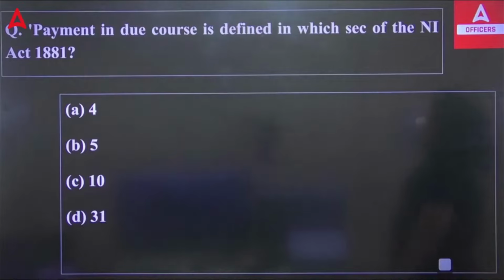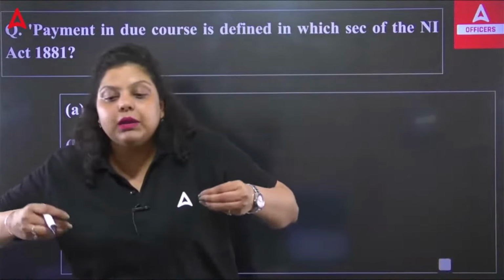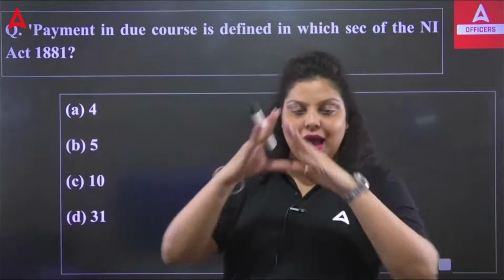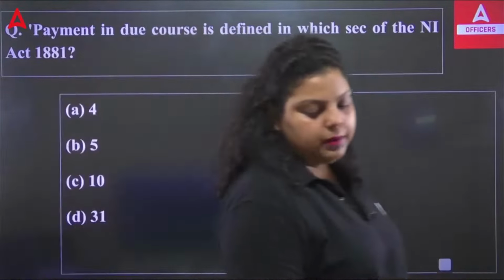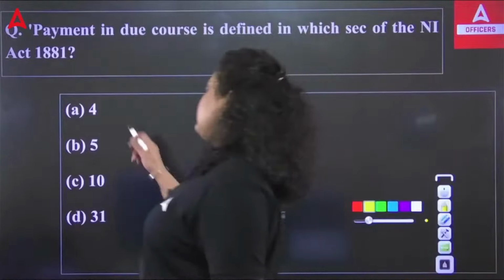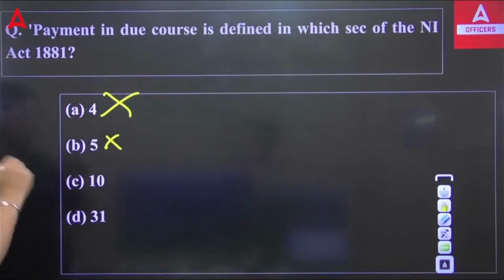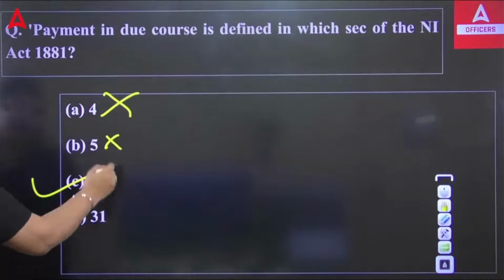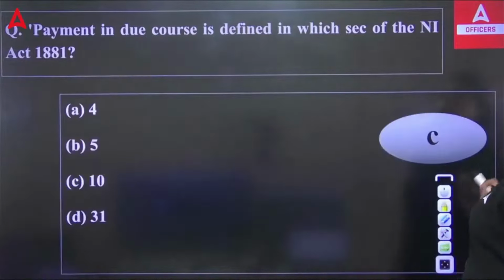So, payment in due course means simply the payment in accordance with the apparent tenor. Like I have told you, a check has a validity of 3 months. So, when you are making the payment of a document according to its apparent tenor, that is the payment in due course. That will be known as your payment in due course. It cannot be option 4 or 5 because we have said promissory note and bill of exchange are there. It can be C or D only. So, the right answer is C. Section 10 talks about the payment in due course.